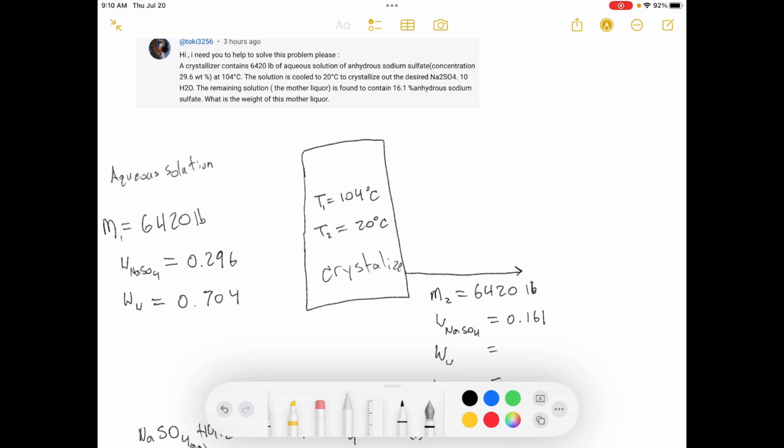The remaining solution, the mother liquor, is found to contain 16.1% anhydrous sodium sulfate. What is the weight of the mother liquor? The other thing that I don't like is that they say "weight," because when I weigh something, it makes me think of a force. But I think what they mean by weight is mass, because they're writing everything in pounds, and pounds can be a measurement of either mass or force. I'm just going to go with that. I think they're talking about pounds mass instead of actual weight.